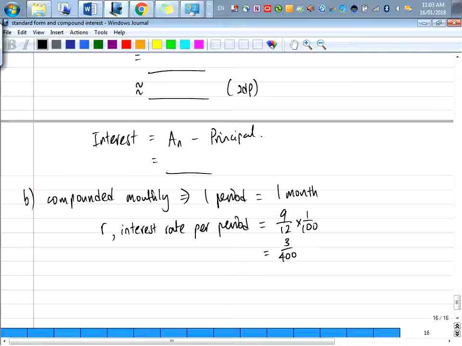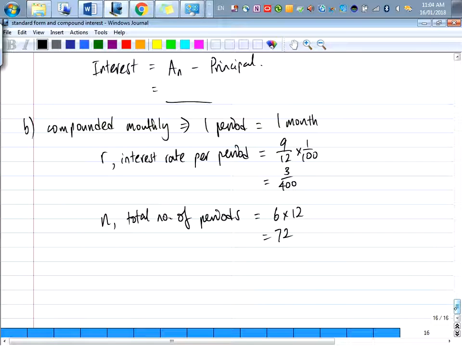Yeah, correct. And next thing I will need will be my N, which is total number of periods. This will be how many? Placed inside for 6 years, right? So 6 times 12. I will get 72 periods, 72 months.